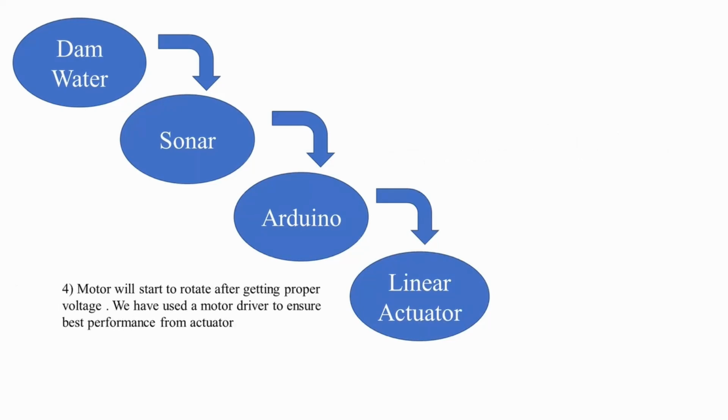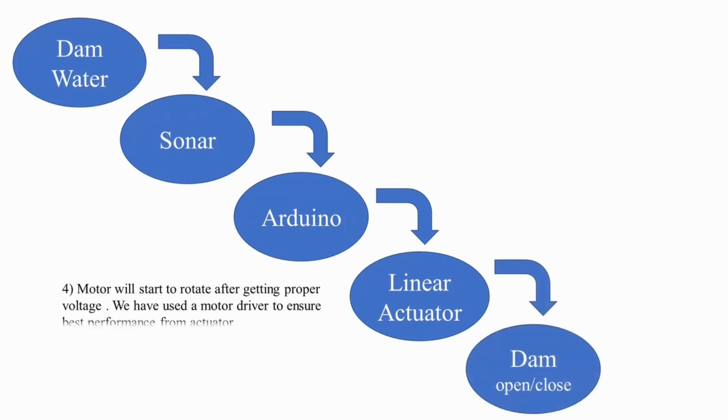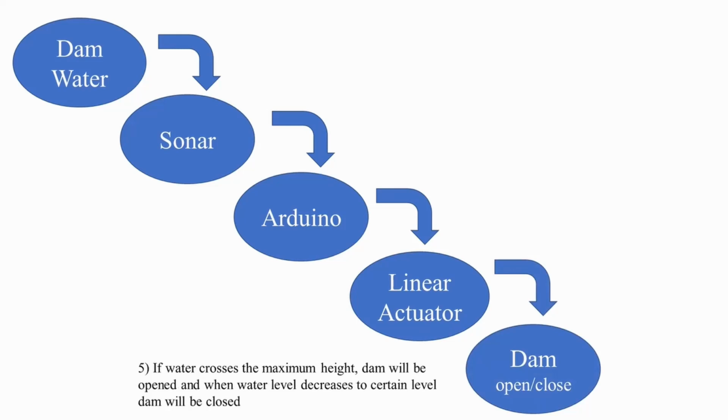The motor will start to rotate after getting proper voltage. We have used a motor driver to ensure the best performance from the actuator. If water crosses the maximum height, the dam will be opened, and when the water level decreases to a certain level, the dam will be closed.